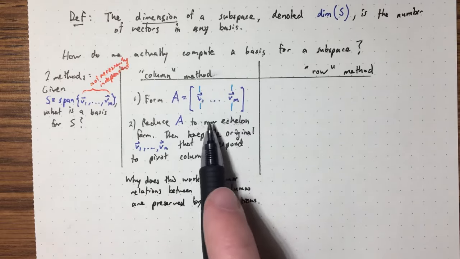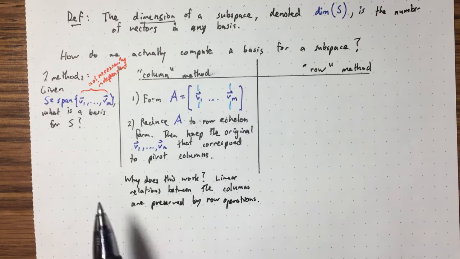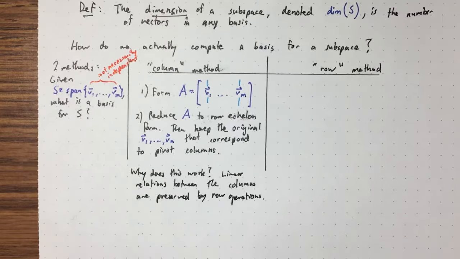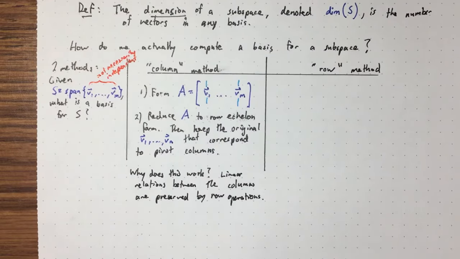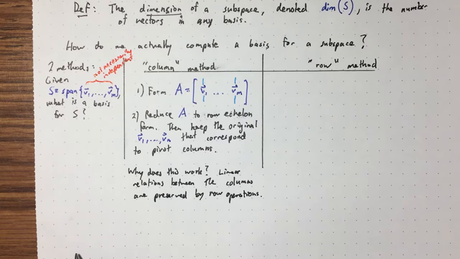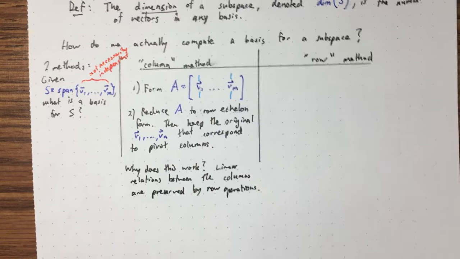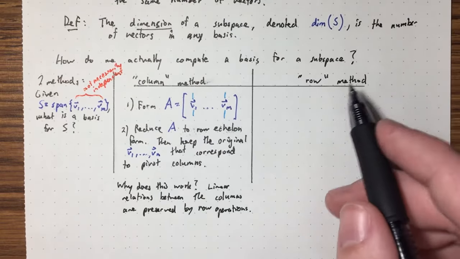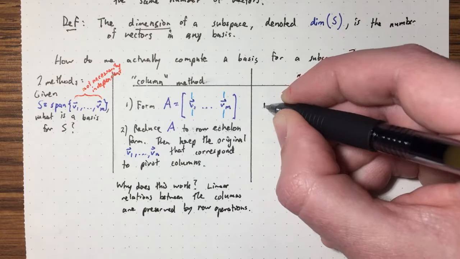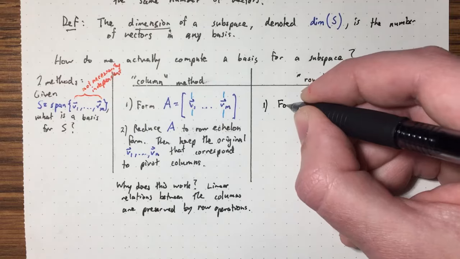And so the idea is that when we get down to row echelon form, we're going to easily be able to see which columns we can throw out in order to get a linearly independent set, for example. Okay, well, how does the second method work? Let me tell you both methods first, and then we'll do an example.